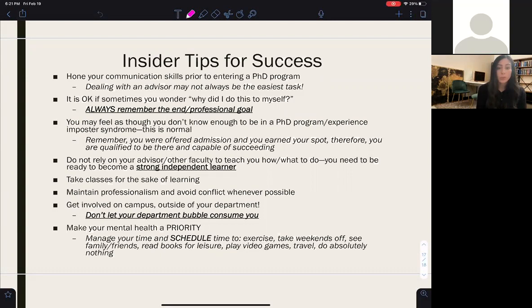Learn to schedule. I used to have the most crazy looking color-coded schedule. Learn to schedule time, take your weekends off, exercise, travel, play video games. My favorite is do absolutely nothing if you need to recharge, and that's totally fine.